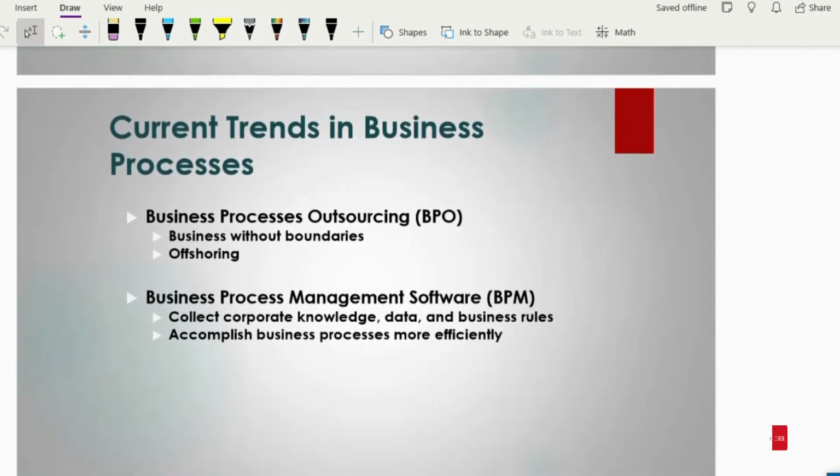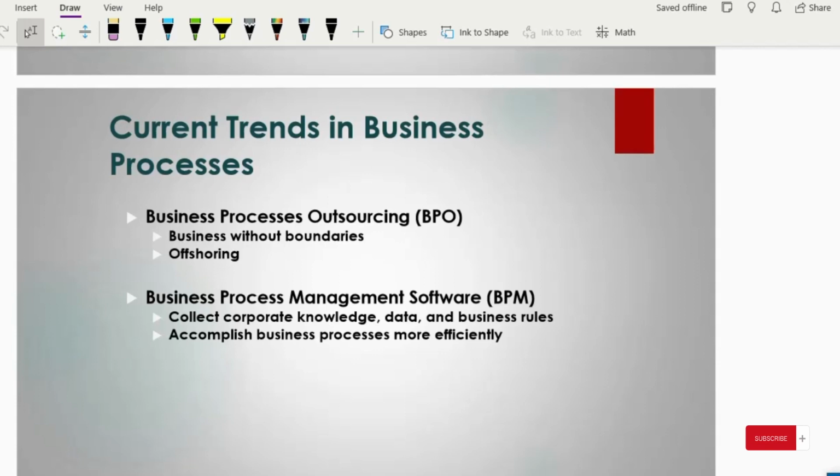Now, what are the current trends in business processes? Most business processes are now being outsourced. There are offshore businesses happening. One company is not doing everything by itself. Let's take the most common example of hiring. Every company does not do the hiring by itself. It has some companies who hire the employees for them. So HR services are being outsourced, IT services are being outsourced, maintenance services are being outsourced. So businesses are now working without boundaries. This is known as business process outsourcing.